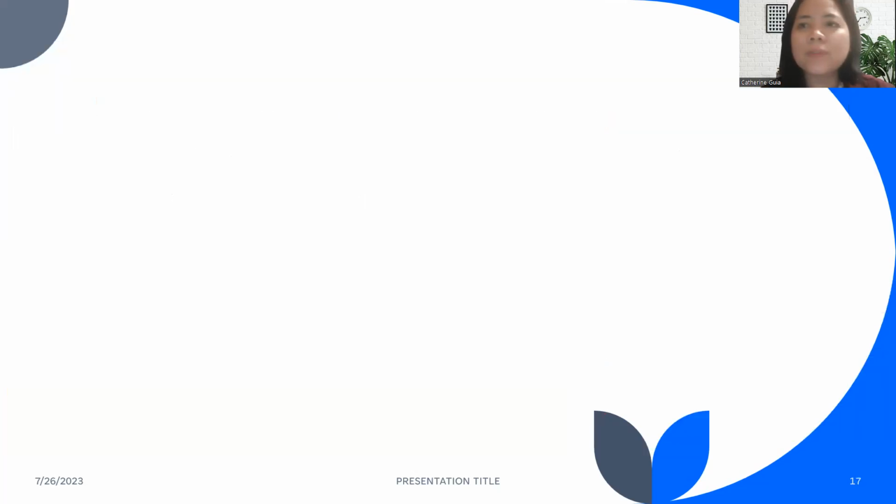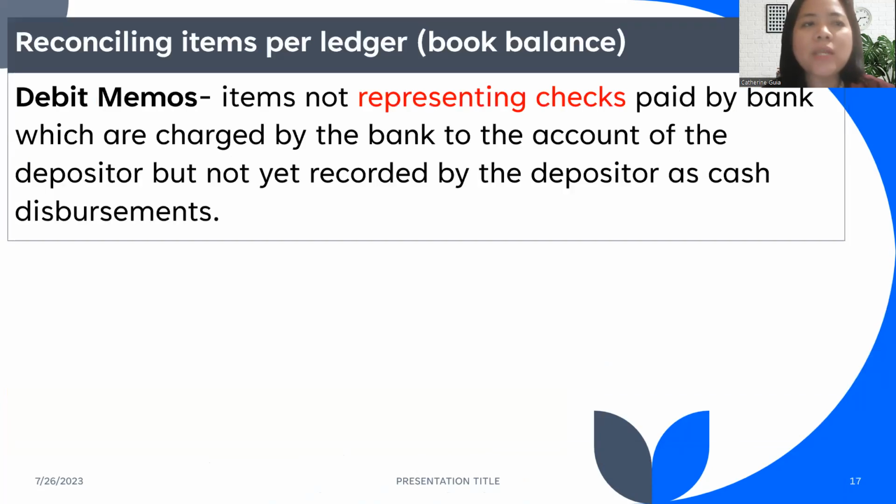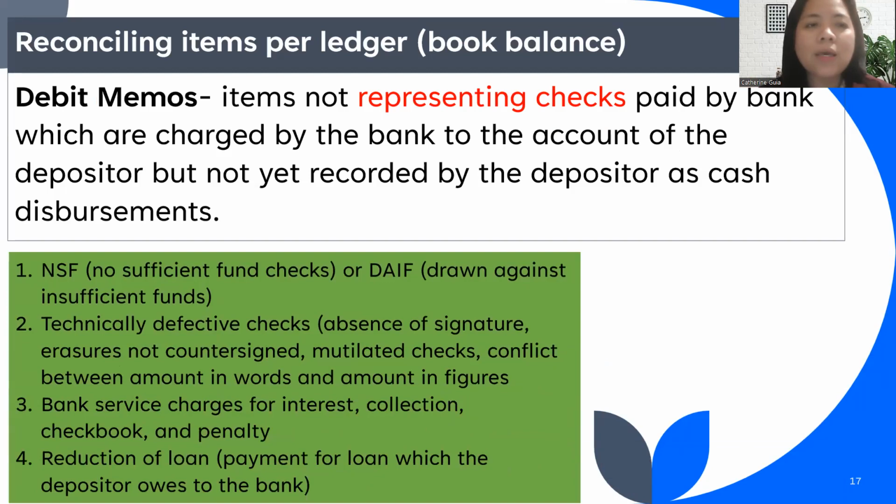Okay. Next, we have the reconciling items, debit memos. If you can still remember, again, the right side or the credit side of the T account represents disbursements through checks. However, per bank statement, there are items not representing checks paid, and those items are the debit memos. And what are the examples of debit memos? We have here NSF or no sufficient funds checks, or checks thrown against insufficient funds.